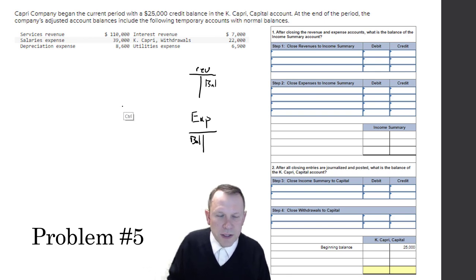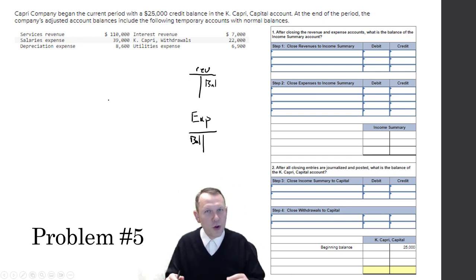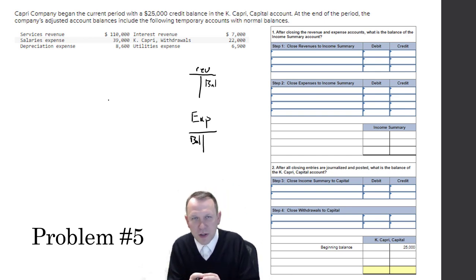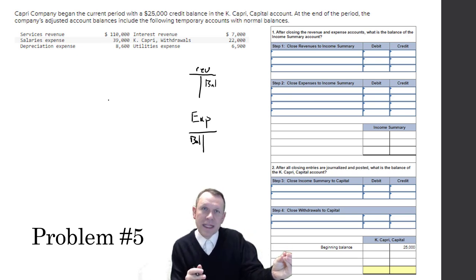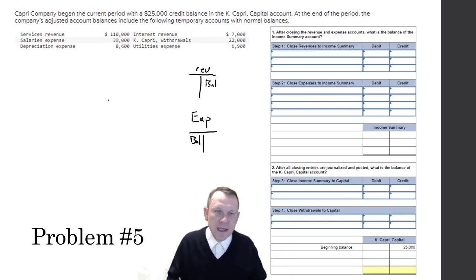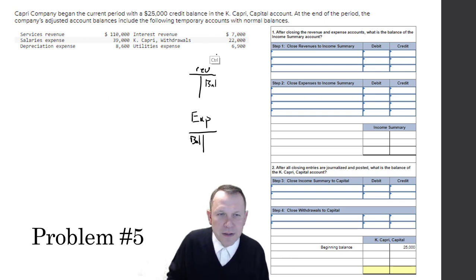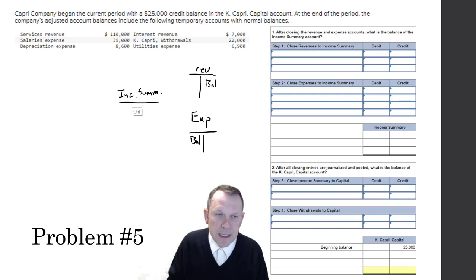And so what we're going to do is we have a new account. This one's a super temporary account. We only use this one when we're doing closing, because we're going to park our revenue and our expenses in that account. It's called the income summary account. And that's going to be one of the steps when we're doing the first two steps that we're going to be doing. So this is the income summary account. This is our super temporary account that we use just in closing.